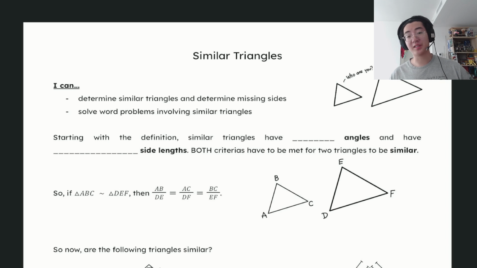Hello everyone, welcome to today's lesson on similar triangles. So this lesson is pretty much the meat of this unit. All the scale factors we learned pretty much lead up to the idea of similar triangles.